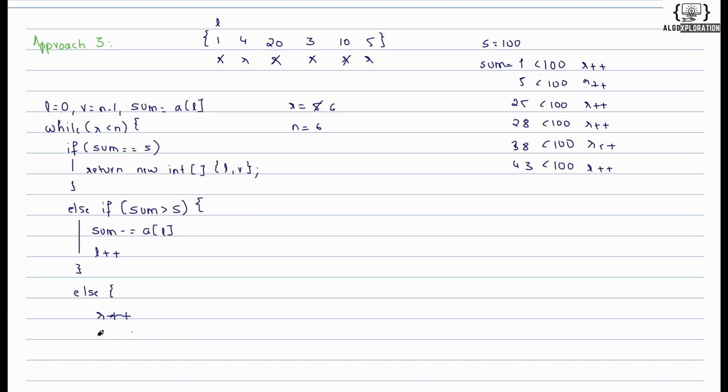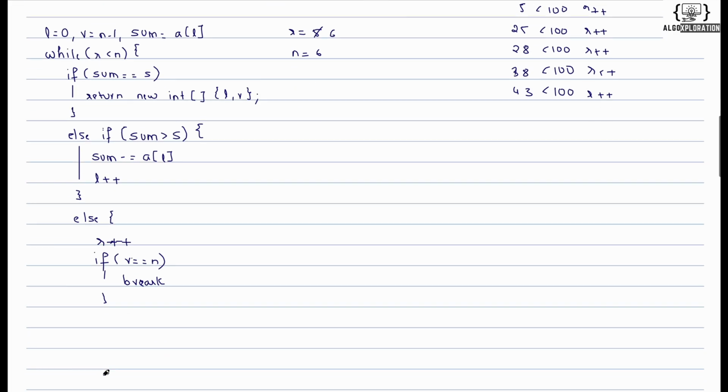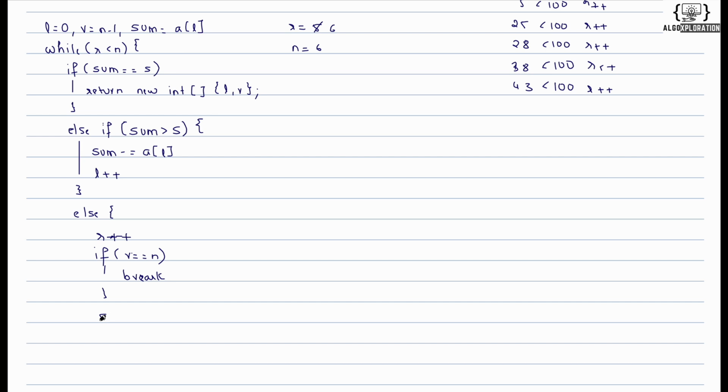So if R is equal to N, then just simply break. You don't have to go further. Otherwise, do sum plus equals A of R. That's it. Okay. So in this way, we are going to solve this problem.